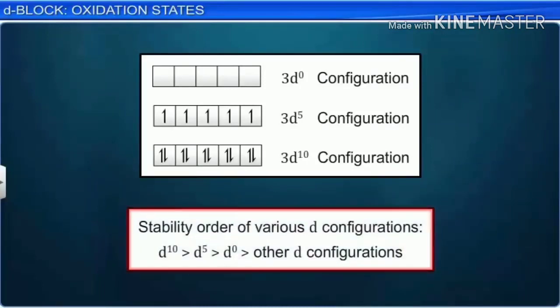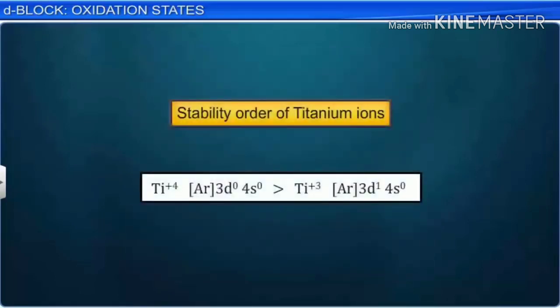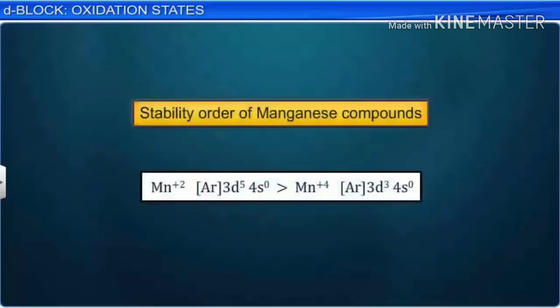The relative stabilities of various oxidation states of 3d series elements can be correlated with the extra stability of 3d0, 3d5, and 3d10 configurations to some extent. Thus, a titanium 4+ ion with 3d0 configuration is more stable than a titanium 3+ ion with 3d1 configuration. Similarly, a manganese 2+ ion with 3d5 configuration is more stable than a manganese 4+ ion with 3d3 configuration.